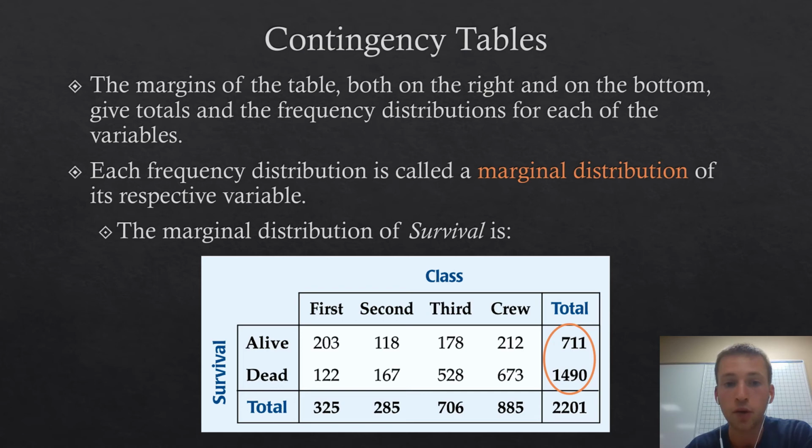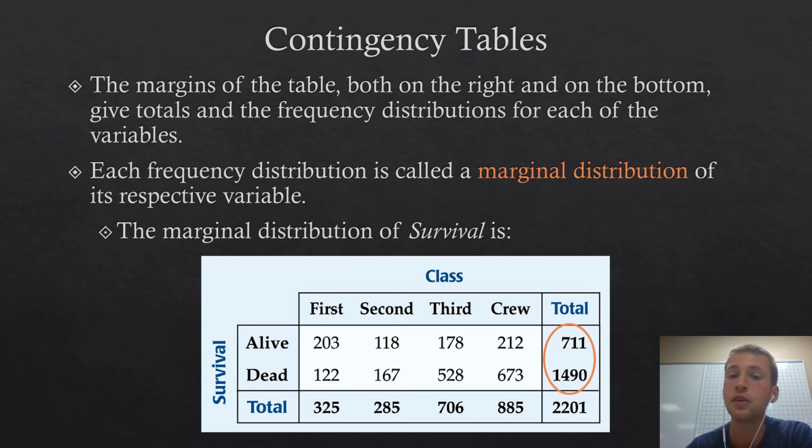So the marginal distribution of survival is exactly what I have circled in orange here, okay? So we see that altogether, no matter what class you were in, 711 people were alive in the Titanic, and 1,490 died in the Titanic. Same thing for our marginal distribution of class. We could say that in all, 325 were first class, 285 were second class, and so on.